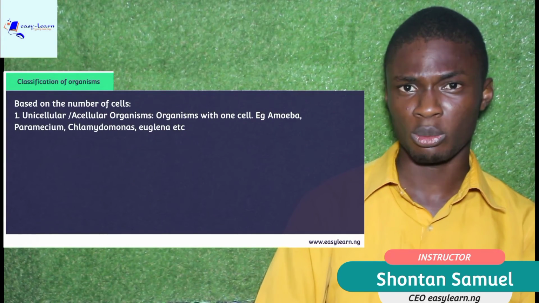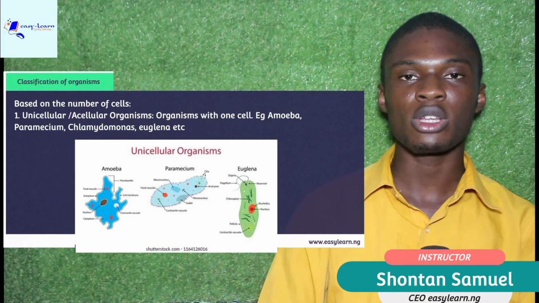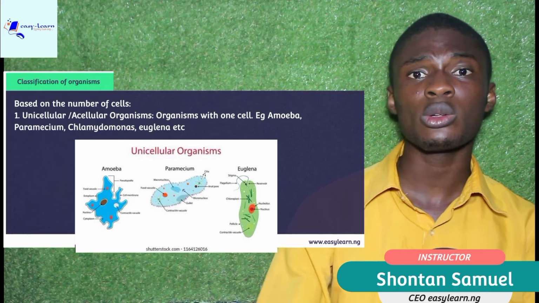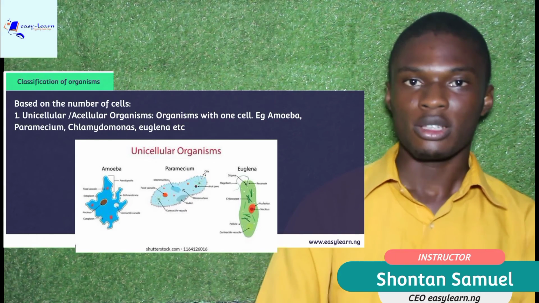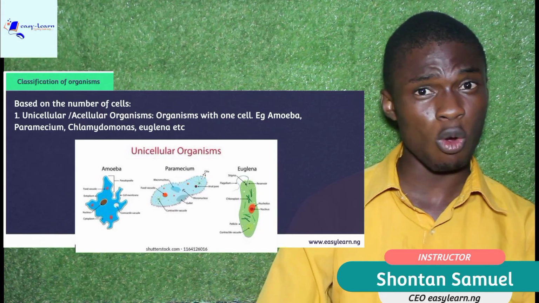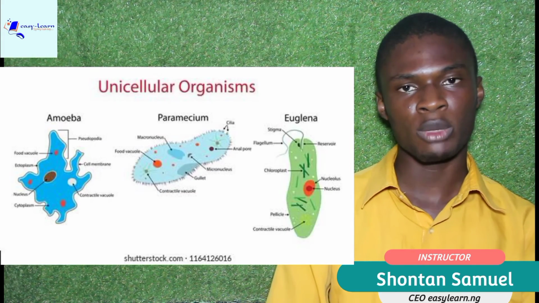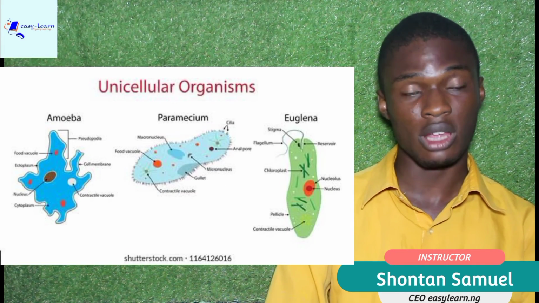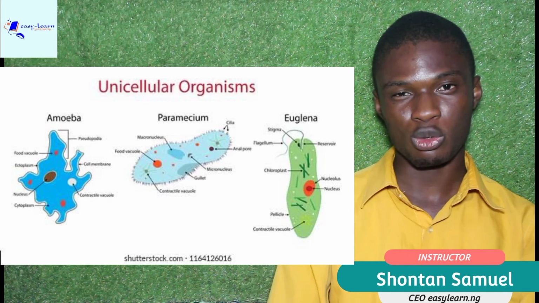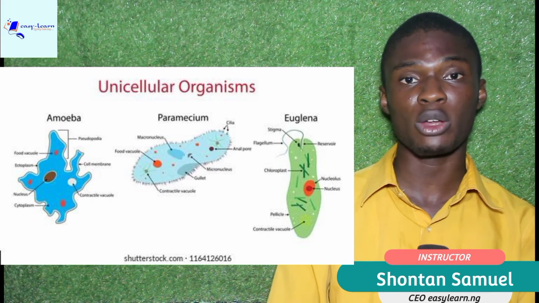Now, what are the two classifications of living things based on the number of cells they have? Number one, the unicellular organisms. Unicellular organisms are organisms that have just one cell, and that one cell is capable of carrying out all life activities exhibited by complex organisms. Examples are amoeba, paramecium, euglena, chlamydomonas, and the rest. These organisms are microscopic in nature. They can't be seen with the naked eye, but only with the aid of a microscope.